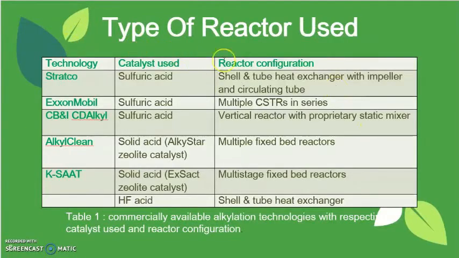And then in this table, we can see that there are three different types of catalysts used by the companies in the industry, and they are using different types of reactor as well. As we can see here, Stratco, shell and tube heat exchanger; ExxonMobil, multiple CSTR; CB&I, vertical reactor; and AccuClean using solid acid, multiple fixed bed reactors; KSAT, solid acid using multiple stage fixed bed reactors; and hydrofluoric acid using shell and tube heat exchanger.